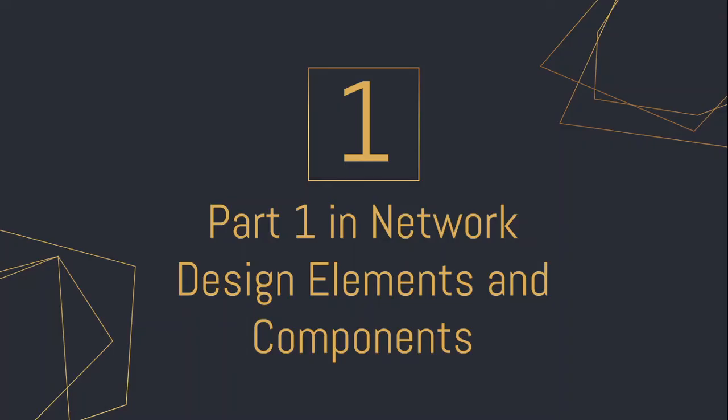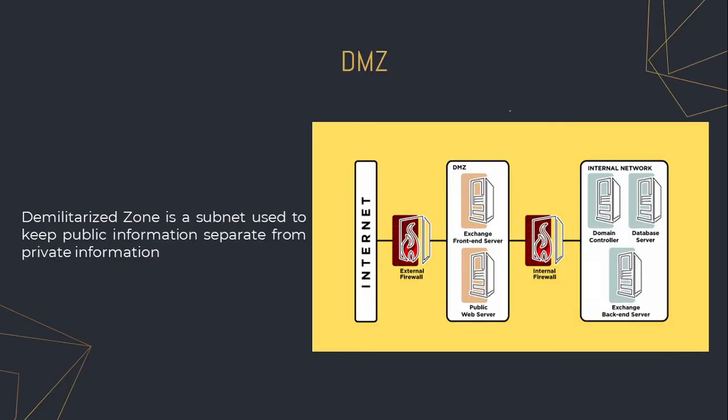So the first topic we are going to discuss is the first part in network design, elements, and components. So we have here DMZ, which stands for Demilitarized Zone. It is a network used to connect hosts that provide an interface to an untrusted external network, usually the internet, while keeping the internal private network, usually the corporate network, separated and isolated from the external network.